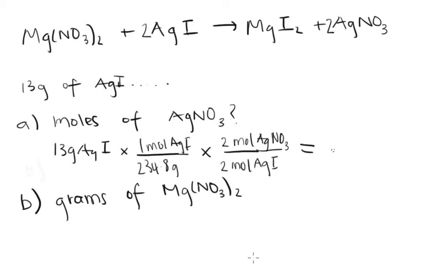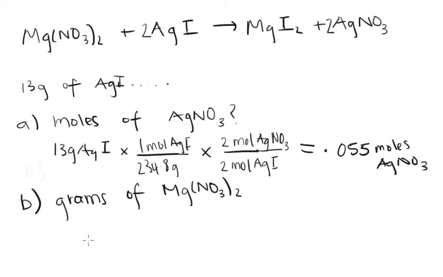So let's do that. So we have 13 grams times 2 divided by 2 divided by 234.8. So we get a really small value, about 0.055 moles of silver nitrate. And that's fine, because you notice that we have such a small mass of silver iodide to begin with, but the molar mass is so big. So we expect a really small answer for this.